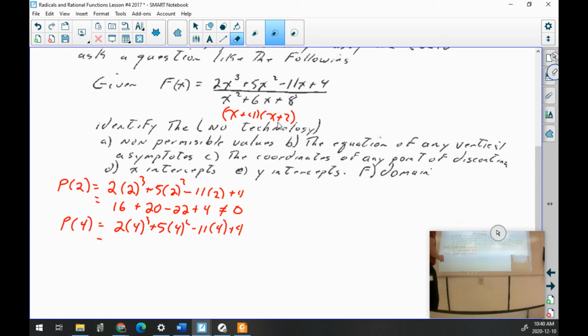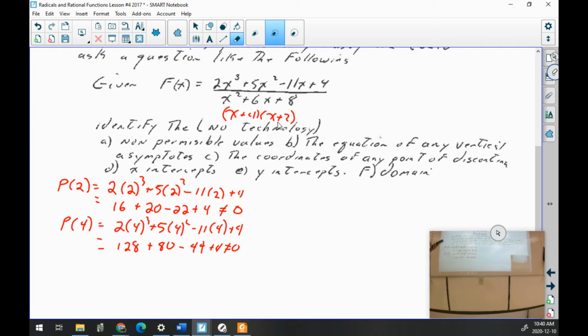64, 128. 5 times 16 is 80, minus 44 plus 4. Okay, that doesn't equal 0 either. So I'm going to go back to my calculator. I'll test 1. All I'm doing here is punching in that cubic expression.